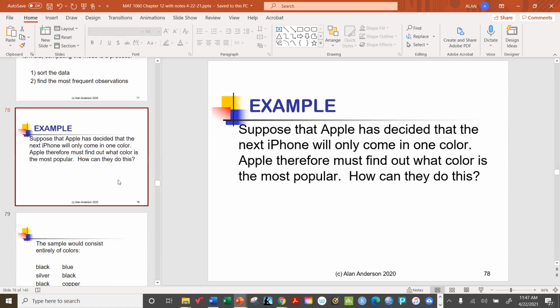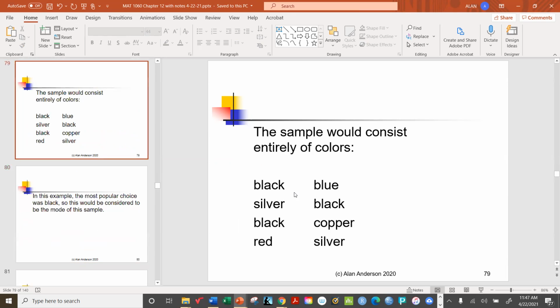Well, they can do surveys. Imagine themselves insisting that everybody who comes in the store must tell them what their favorite iPhone color is. Otherwise, they don't get in the door. They could do that. They would never do that, but let's say they do. And so they start gathering up the results. And so let's say here's the first group of people, and these are their responses.